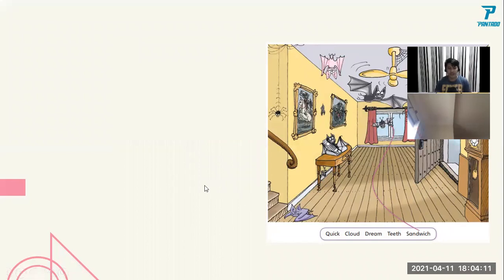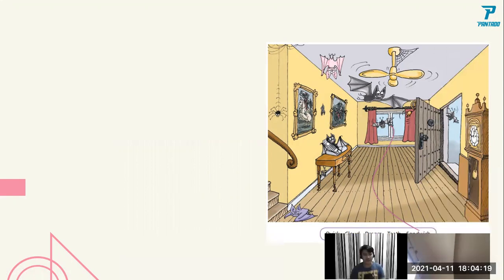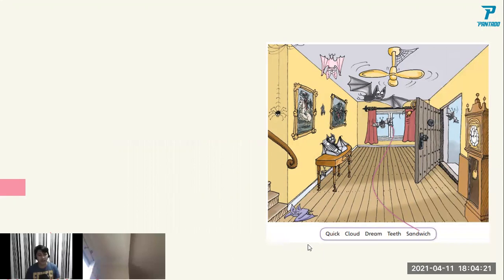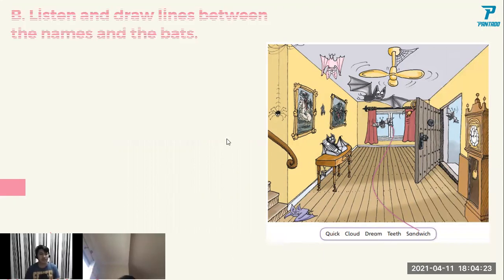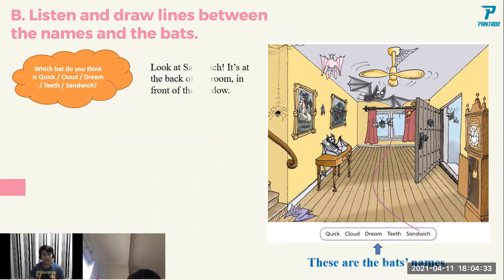So we're going to do listening. As you listen, you're going to hear the name and they're going to describe where the bat is, okay? These are the names of the bats: Quick, Cloud, Dream, Teeth, and Sandwich. Okay, now let's try. Look at Sandwich. It's at the back of the room and in front of the window. So definitely that is Sandwich, right?